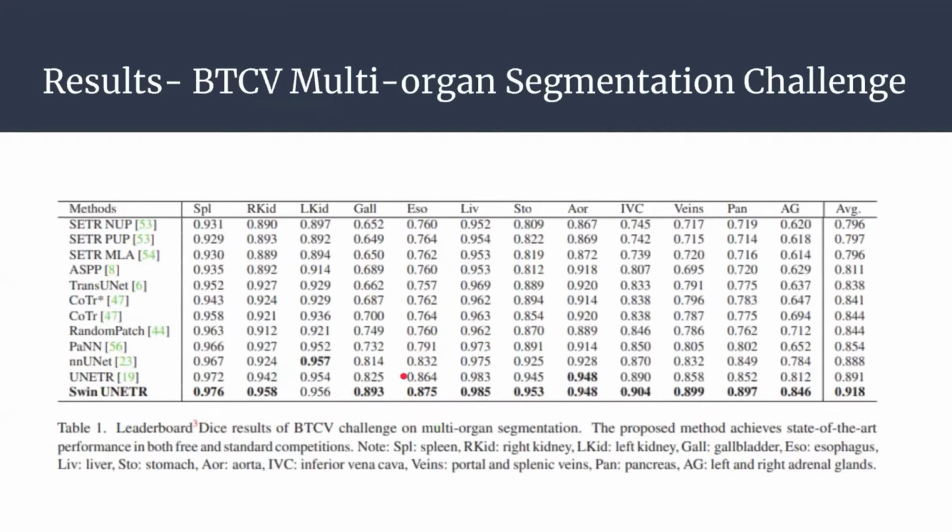So now we look at the results. This is the BTCV multi-organ segmentation challenge. We see that the model Swin UNETR achieved state-of-the-art results. For the spleen, right kidney, left kidney. For the left kidney we do not have state-of-the-art, but for most of the organs, they have state-of-the-art results.